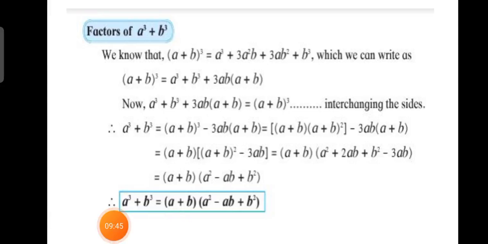Okay students, now we will study factors in the form a cube plus b cube.